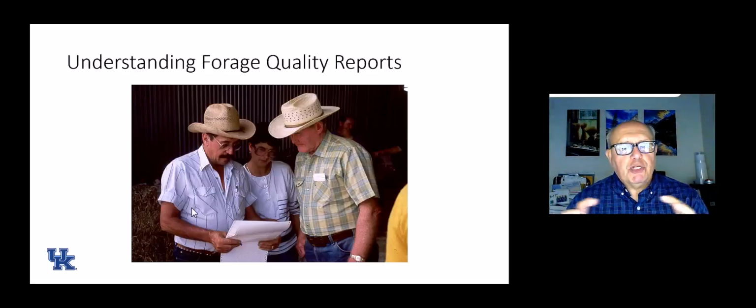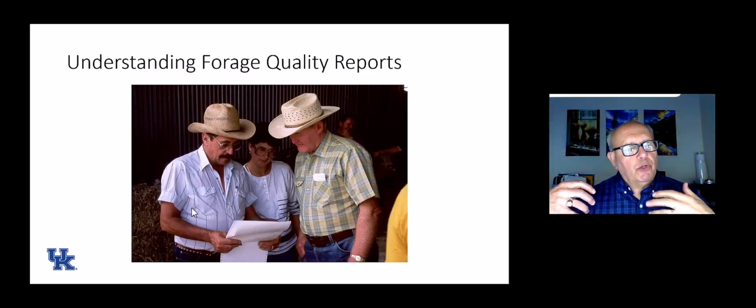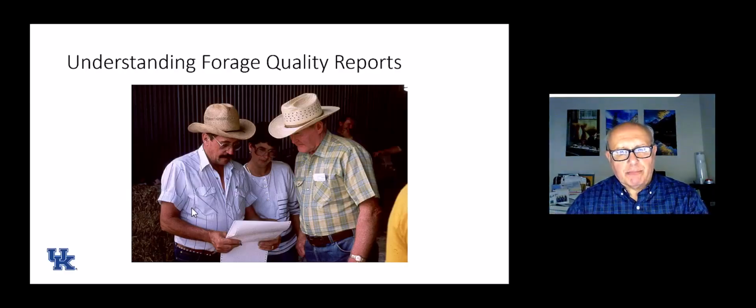Now I want to draw this introductory part to a close, reminding you that the best measure of forage quality is animal performance. We want to be able to predict it, and so we will measure things like protein and fiber, and then use that to predict animal performance.